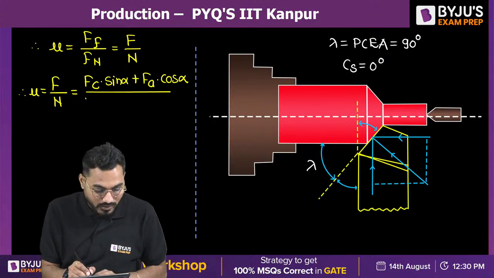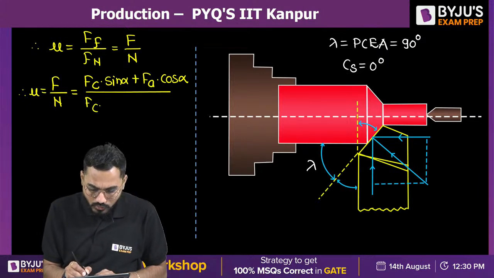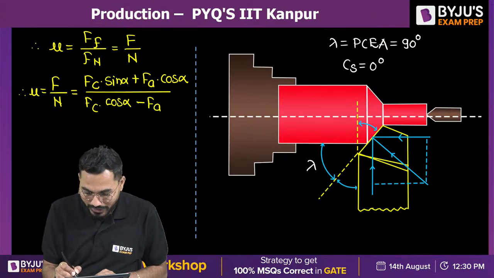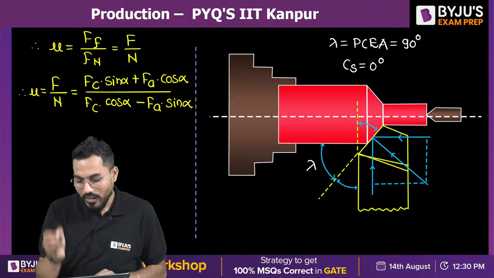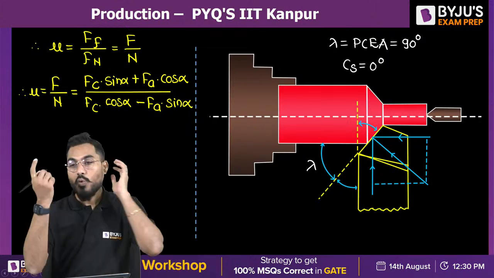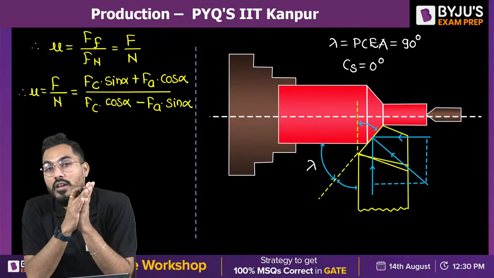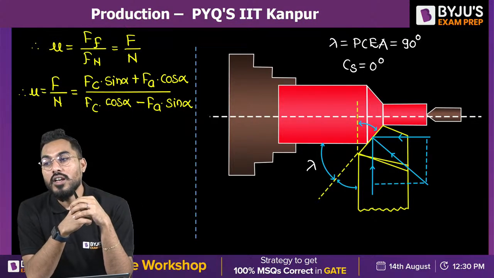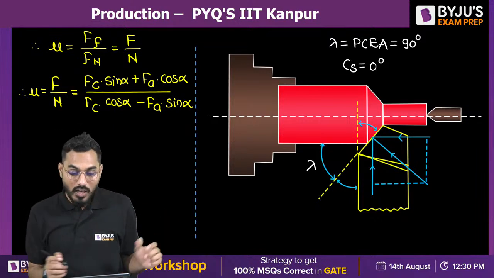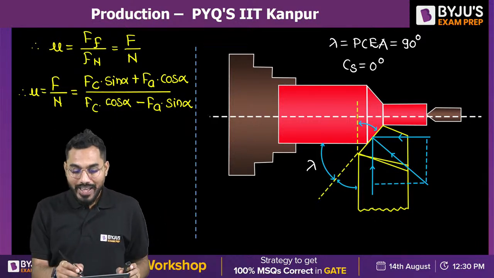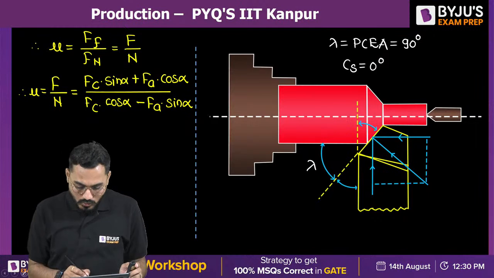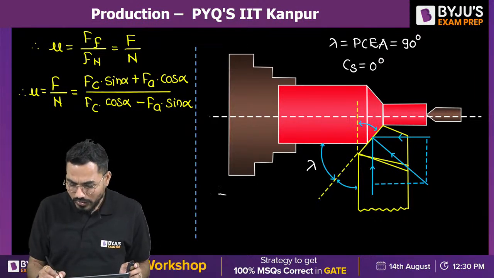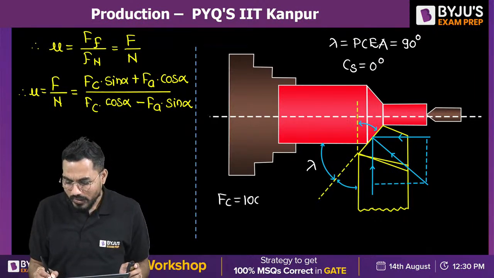How can it be written? It can be written as the cutting force into cos of alpha minus the thrust force, that is the axial force, into sine of alpha. Now you'll ask me again, sir, what the hell is this? These are the fundamentals. You must have assumed and understood that while preparing in the previous session. If you understand that, it's very simple. Now the cutting force value you have to put, and the axial or feed force value you have to put. So what is the cutting force value? We know that the cutting force is 1000 Newton, right? Fine.